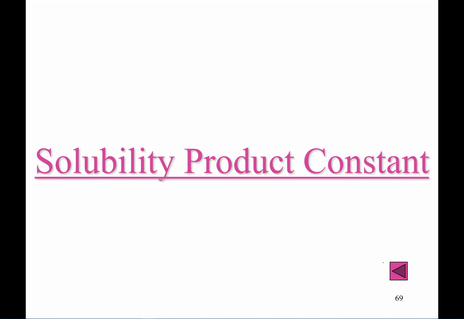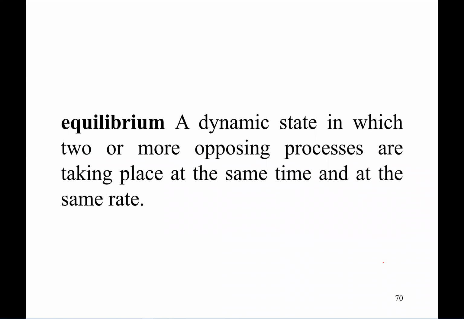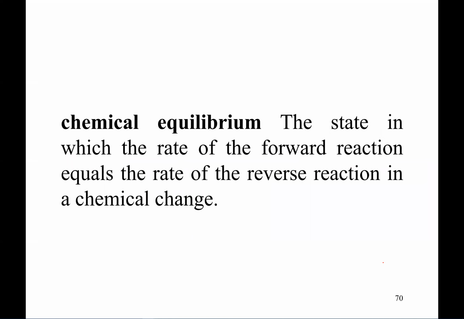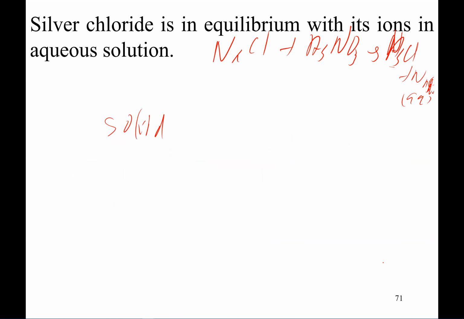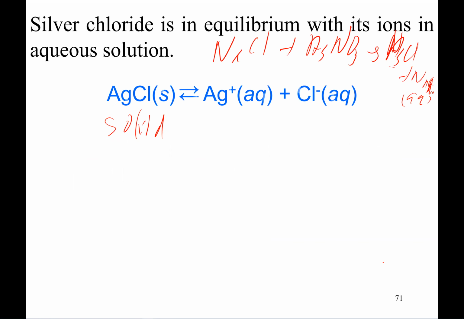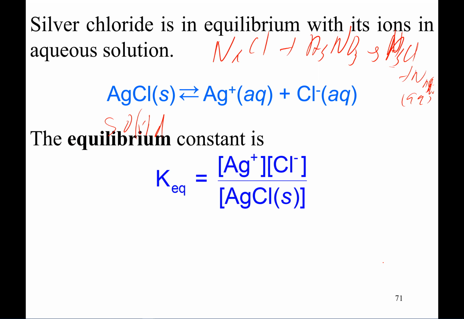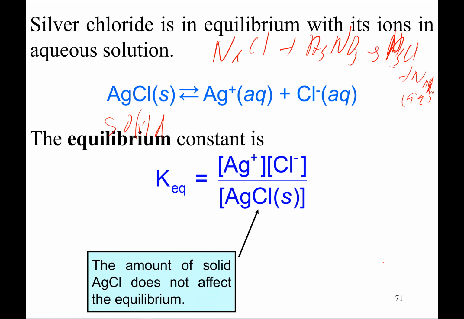Solubility product constant is the next one. A dynamic state where two or more opposing processes are taking place at the same time. Chemical equilibrium where the forward rate equals the reverse rate. The solubility product is the equilibrium constant of a slightly soluble salt. So silver chloride is in equilibrium with its ions in aqueous solution. If you've got something like this, where you reacted the sodium chloride with silver nitrate, you get the solid. So that's the equilibrium constant there.